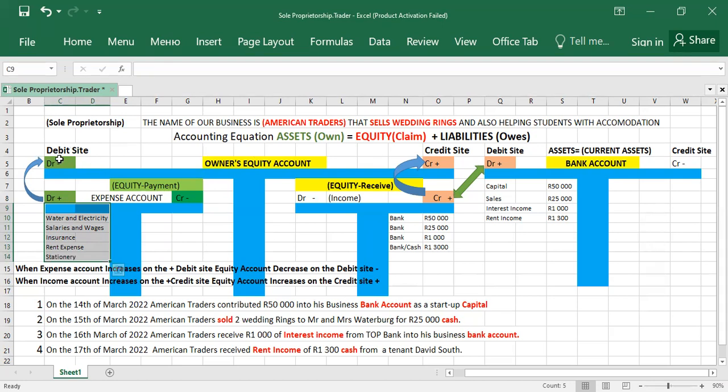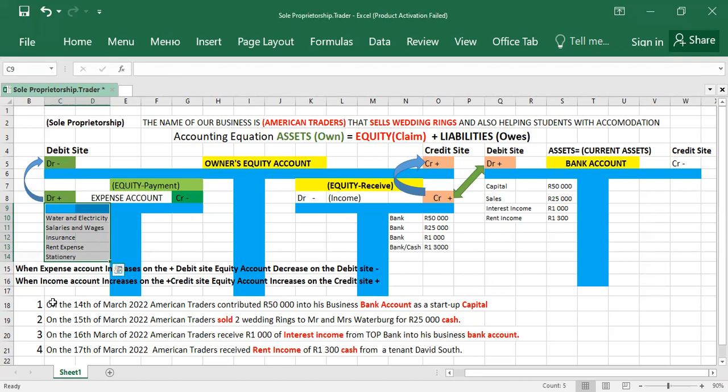The owner of the business will feel unhappy or sad. Now remember, the income account increases on the credit side and decreases on the debit side. Now, when the income account increases on the credit side, the owner's equity account increases on the credit side. How does the owner of the business feel? The owner of the business feels happy because the income is coming into his business.